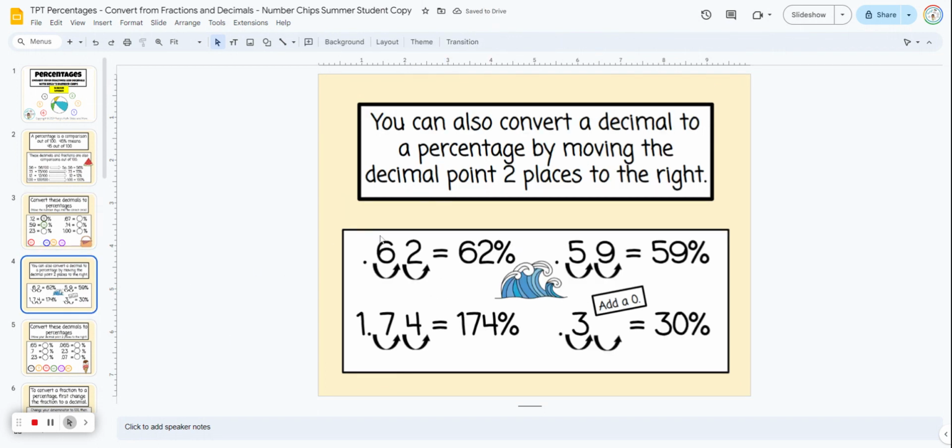Now the next slide shows another way to convert a decimal to a percentage is to move the decimal point 2 places to the right. So here with 62 hundredths, if we move the decimal point 2 places to the right, we get 62%. Here we get 59%, 174%, and they need to know that if there's no number here in the hundredths place, they need to add a 0. So this is not 3%, it's 30%.